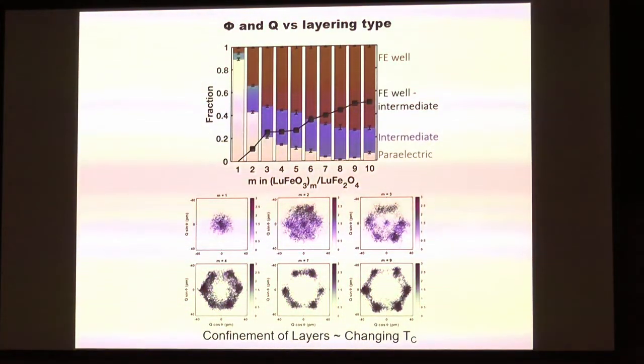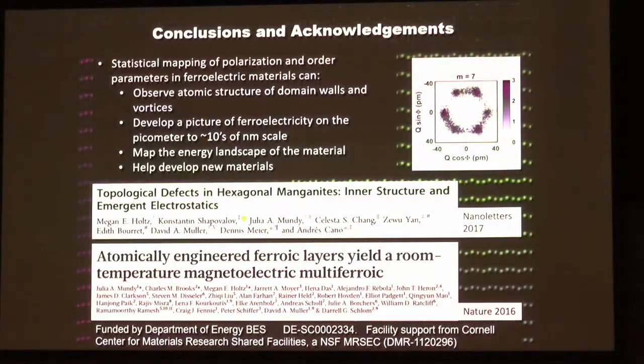And so we can just plot this out. The fraction of the states which are paraelectric decreases with m, whereas the fraction which are ferroelectric increases. And so this is like changing the critical temperature by changing the confinement, as we've heard about earlier. So with that, I want to conclude and take any questions.